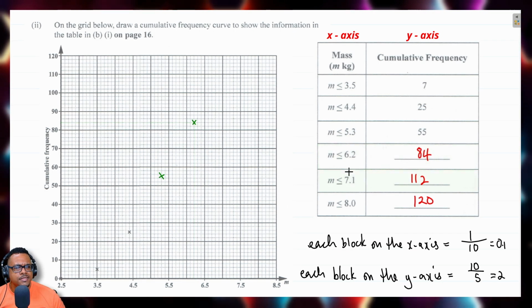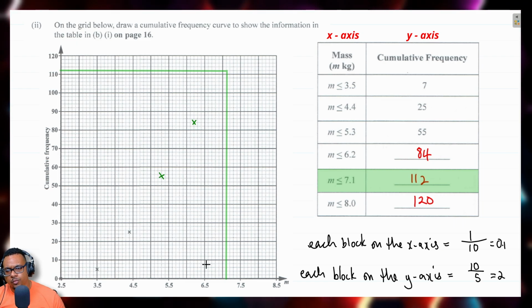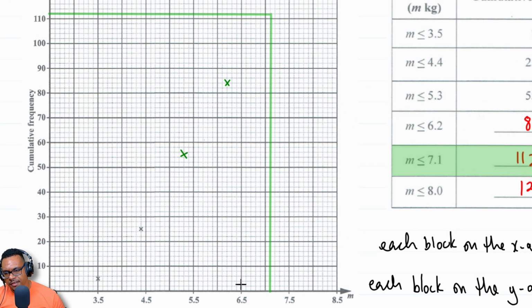And now we're going to plot the 7.1 with the 112. So 7.1 on the x-axis. So here's 6.5. So here will be 7. So 7.1 will be right here. So let's stick to the line with 7 and go all the way up to 112. So going all the way up, 90, 100, 110. So 112 will be here, right here, 112. And I'm going across to 7.1, which is right here.